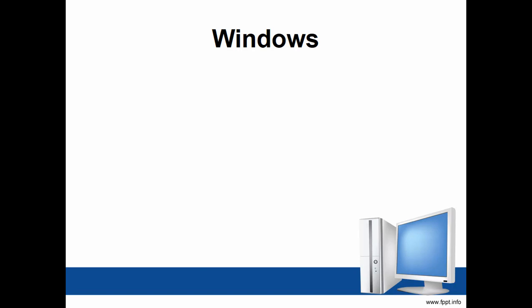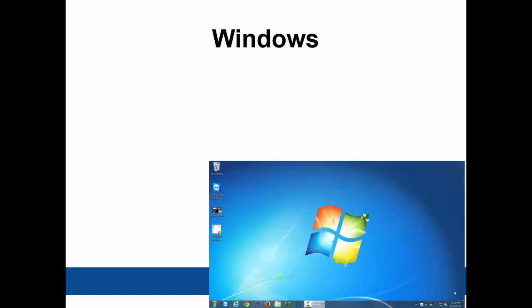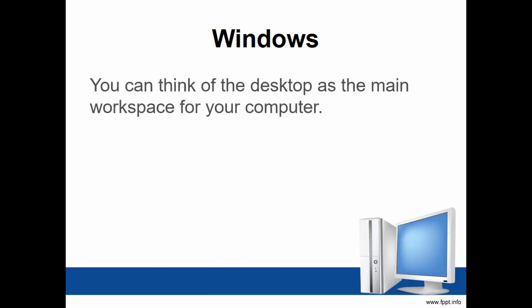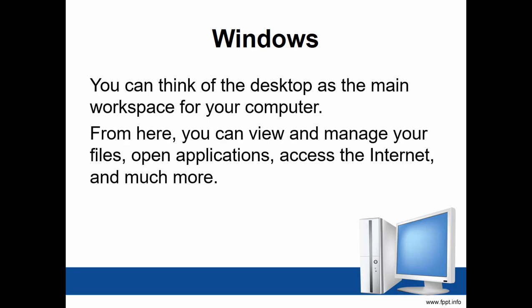Now we will continue to talk about Windows. This is called a desktop. Once your computer has finished starting up, the first thing you'll see is the desktop. So everything here is called a desktop. You can think of the desktop as the main workspace for your computer. From here, you can view and manage your files, open applications, access the internet, and much more.